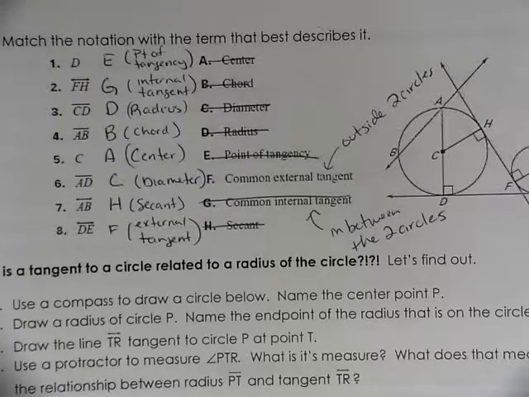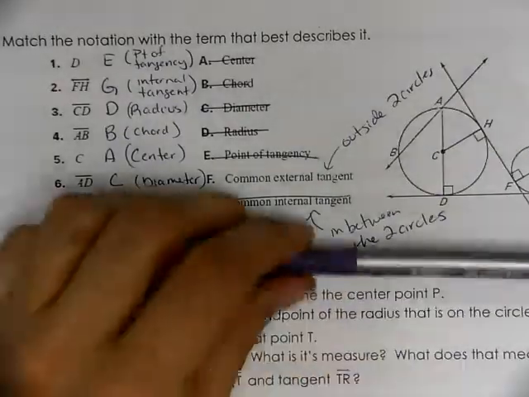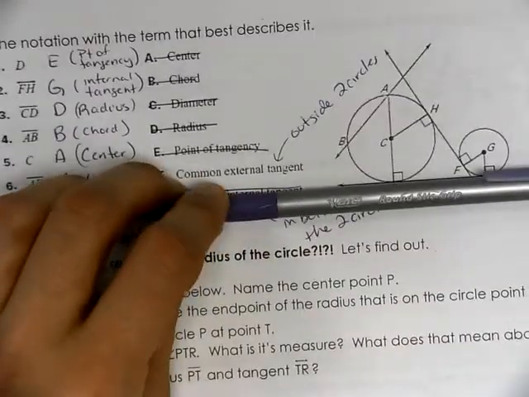3 was D, it was a radius. 4 was B, it was a chord. 5 was A, it's a center. Anytime it's a point, it's either a center or a point of tangency. Those are your only 2 points. 6 was C, it was a diameter. 7 was H, it was a secant. And then 8 was F, an external tangent, because you see how it's on the outside of the two circles.